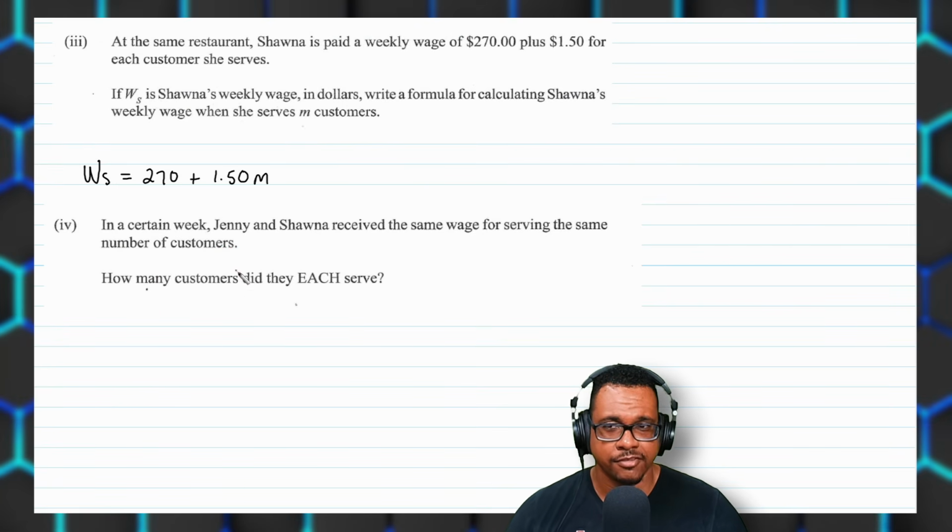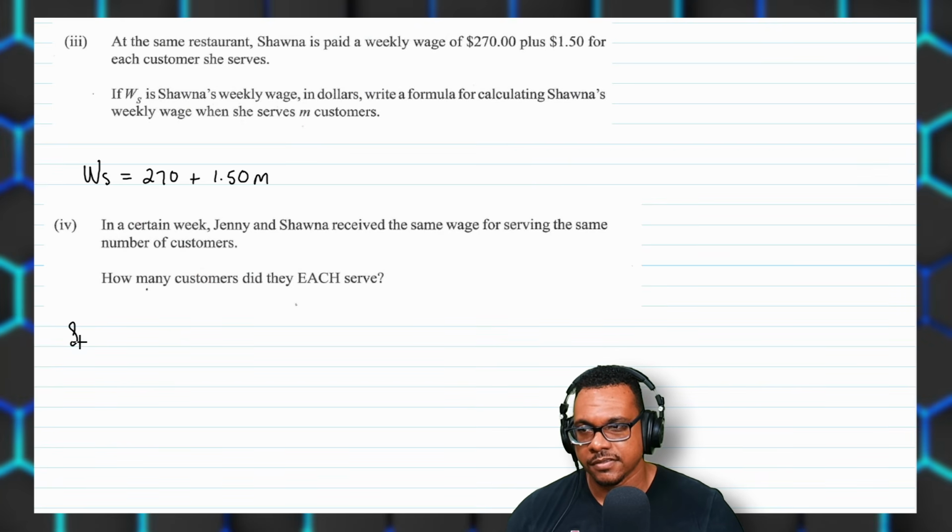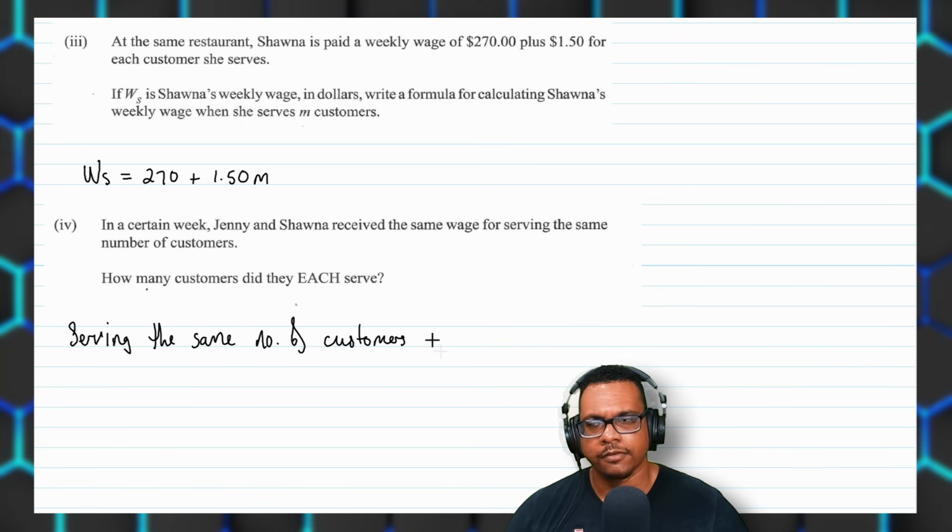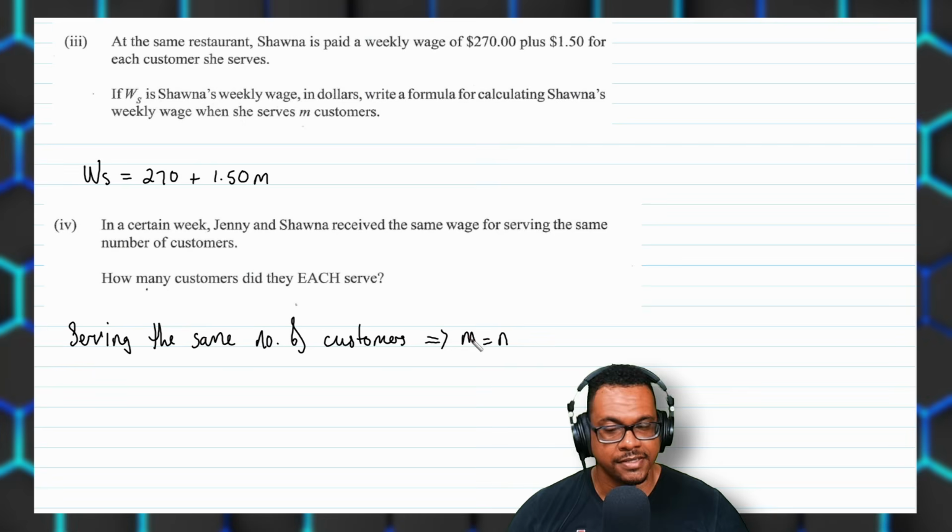Now listen to this. Remember, for Jenny the number of customers was N, and for Shauna the number of customers is M. But if they serve the same number of customers, then N is equal to M. Serving the same number of customers would imply that M is equal to N. All right, so in this case, for this question, we could use M or N, because it's the same number of customers.